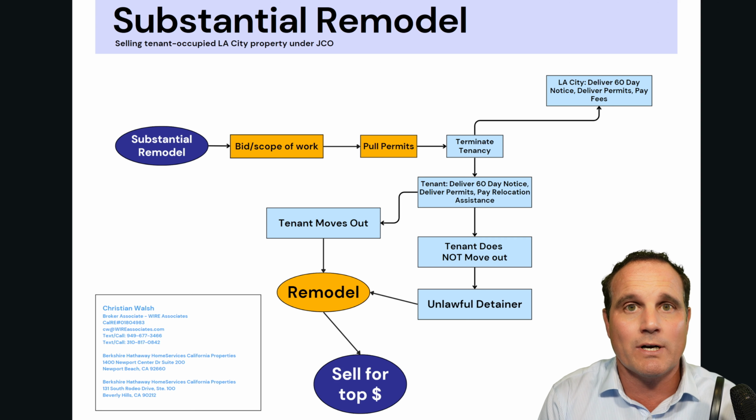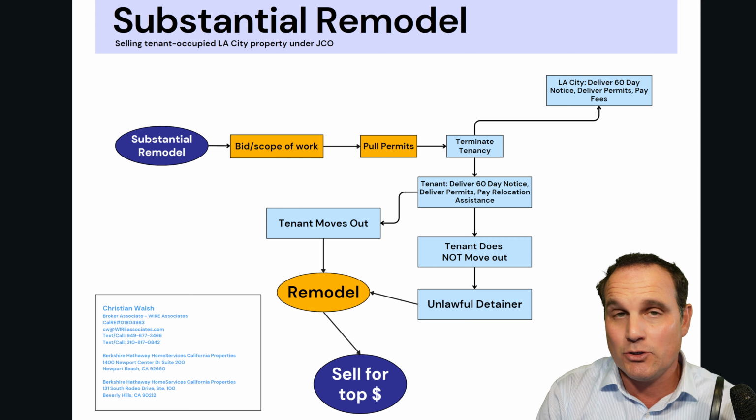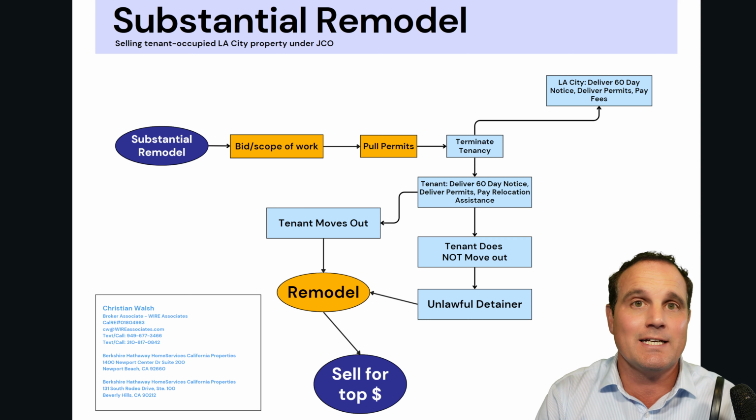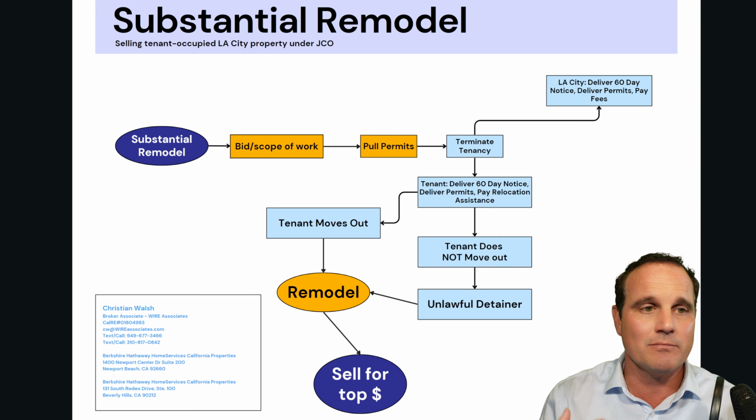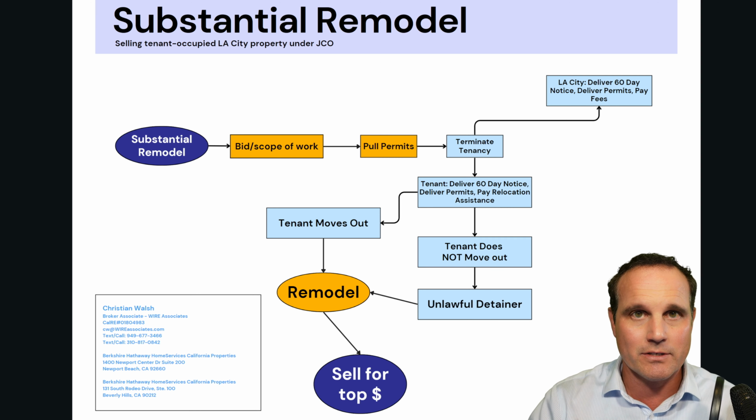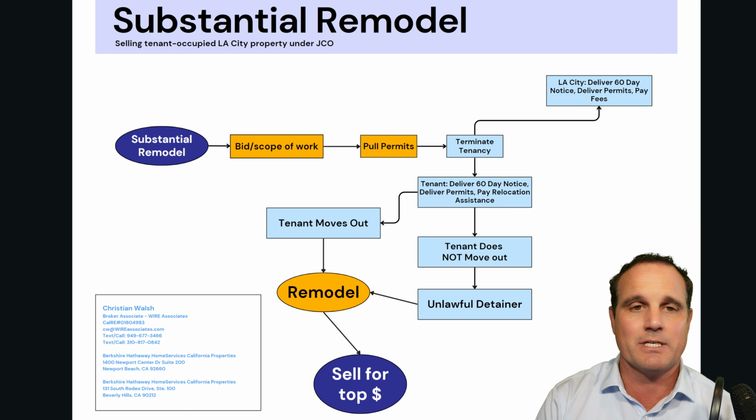So this is an example where a landlord must pull permits and has to get bids and do things ahead of time before they can actually deliver the notice to terminate tenancy. Not everywhere it's like that. Some landlords can just go ahead and deliver the notice and say they're going to do a substantial remodel.